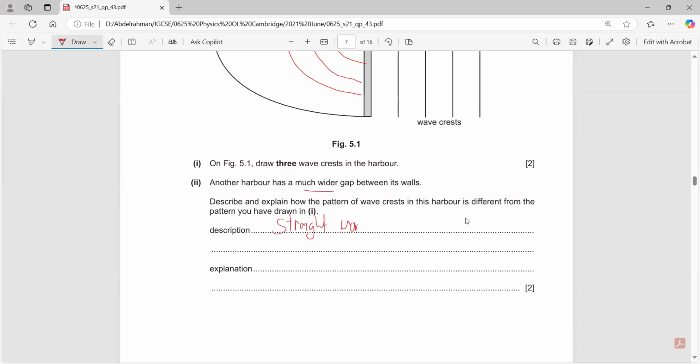So you have now straight waves. Why do we have straight waves? Because the diffraction has decreased. Okay, the diffraction has decreased significantly. Much less diffraction. You have these straight waves with the curves at the end.